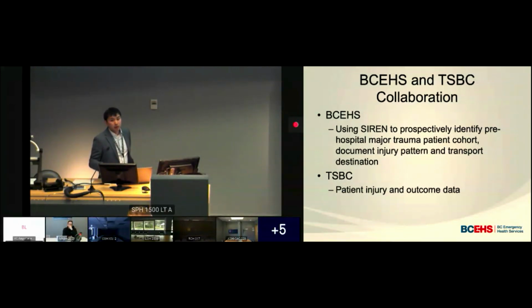The last thing is that when this is in place, we will continue to build our relationship with Trauma Services BC. Once we identify all the major trauma patients within our cohort at BCEHS, they'll be linked with the Provincial Trauma Registry, and we'll be able to get patient outcome data for all of these patients. So we'll get performance indicators for guideline compliance. We can calculate our over and under triage rates. We can look at where patients were initially transported and whether that needs to be changed if we're over or under triaging for injury.